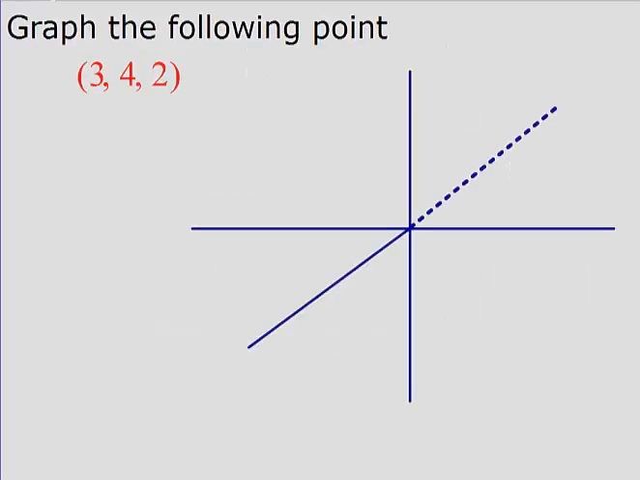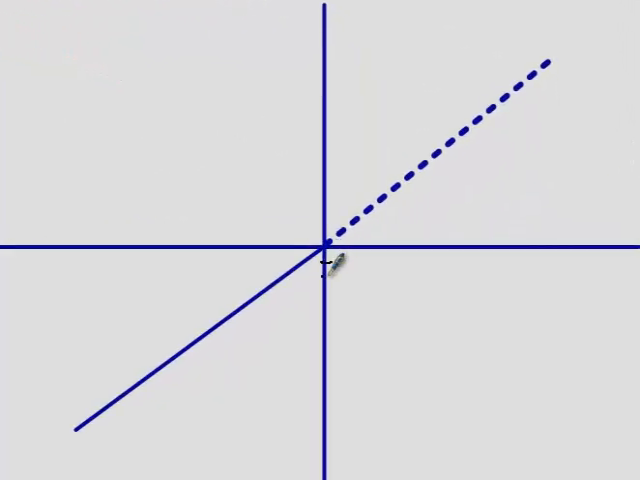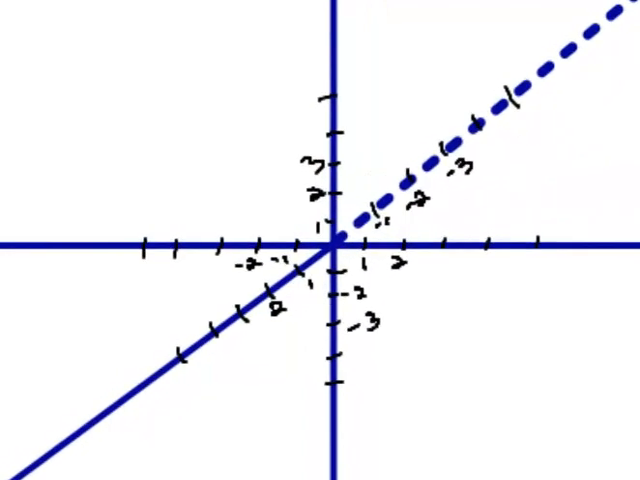Graph the following point. So how would you graph this point on a 3D axis? Give me 1 minute here to get my scale set up. All right, so graphing in 3 dimensions. We have 3 axes, right? This is my x-axis, this is my y-axis, and this is my z-axis. Okay? Everybody all right?